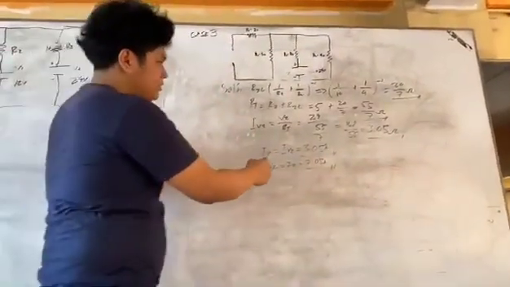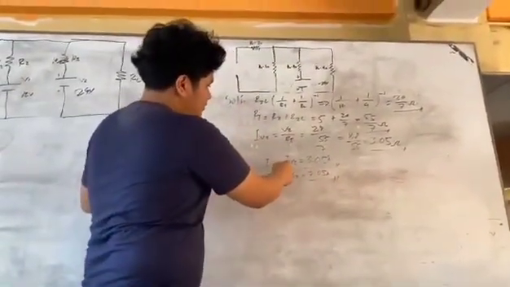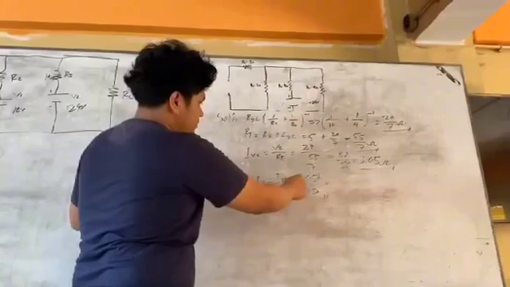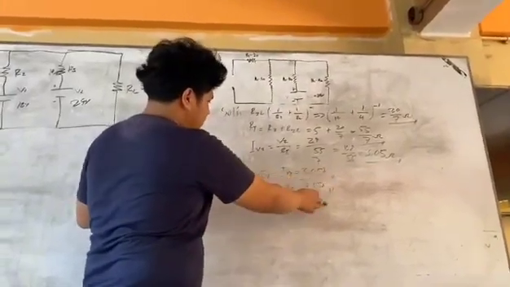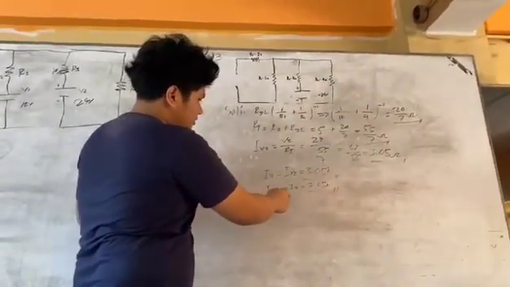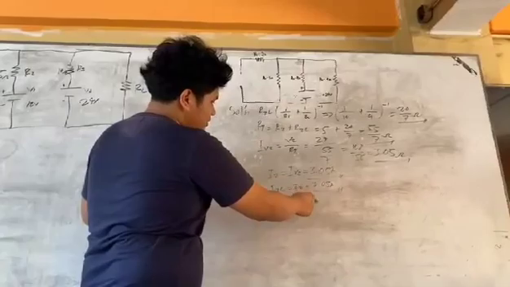In I2, IV2 is equal to 3.05 amperes. I3 is I2, which is equal to 3.05.